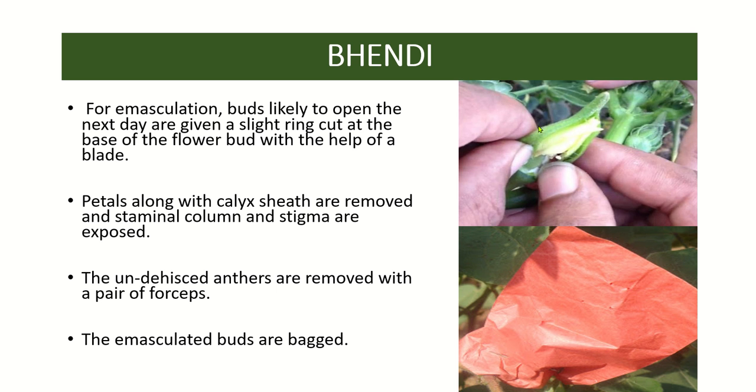Okay, so right inside it you can see the white colored petals or corolla, and the petals along with the calyx sheets are removed and the staminal column and the stigma are exposed. Okay, so you remove the petals and calyx and the staminal column, that means the pistillate column, is exposed. Okay, so in this way, right after the emasculation, that is after ring cutting and removal of the corolla and calyx, you can cover it with a brown paper bag, or you can cover it with a colored paper so that it is protected.